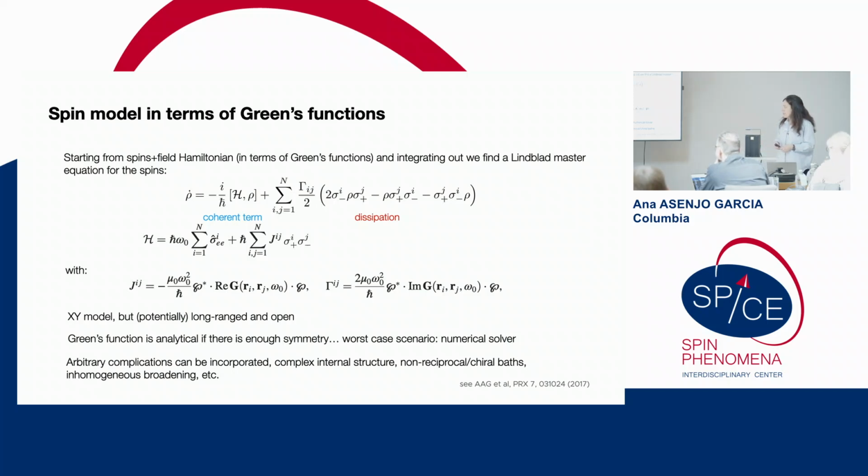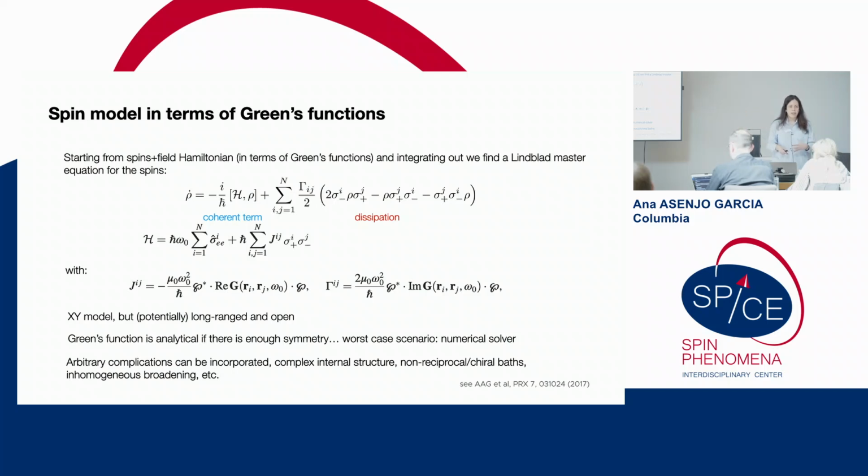As I said, finding the Green's function in some cases is easy, if there is enough symmetry, so in free space, close to a mirror, etc. If you go to some complicated structure, you could always solve it via a numerical solver of Maxwell's equations. So that's an easy problem. And then on top of this type of master equation, you can add arbitrary complications. If you have hyperfine structure, some complex internal structure, you can plug that in. If you have inhomogeneous broadening, etc. If you want to describe chiral reservoirs, non-reciprocal reservoirs, exactly this doesn't work, but you can derive a new one that works for a non-reciprocal reservoir.